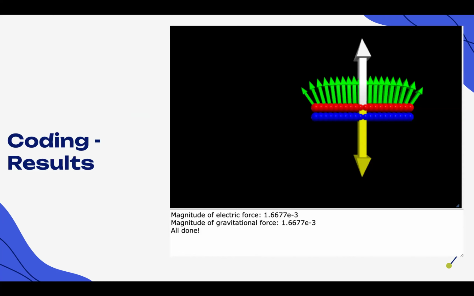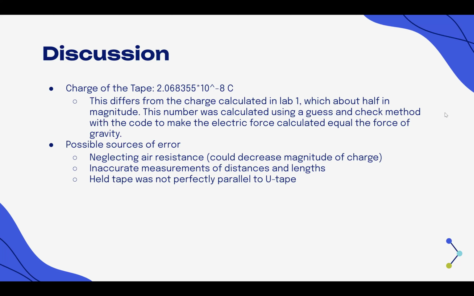There's the image that it gave me, and you can see that the magnitude of the electric force was 1.667 times 10 to the minus 3, and the magnitude of the gravitational force was the same, in the opposite direction. The charge of the tape was 2.068 times 10 to the minus 8 coulombs, and this actually differs from the charge calculated in lab 1 by about half the magnitude.